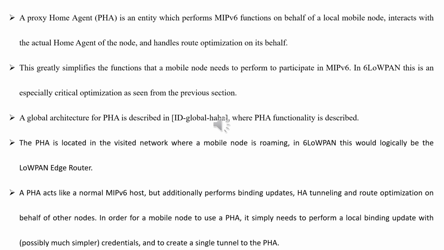A proxy home agent acts like a normal mobile IPv6 host but additionally performs binding updates, home agent tunneling, and route optimization on behalf of other nodes. In order for a mobile node to use a proxy home agent, it simply needs to perform a local binding update with credentials and to create a single tunnel to the proxy home agent.